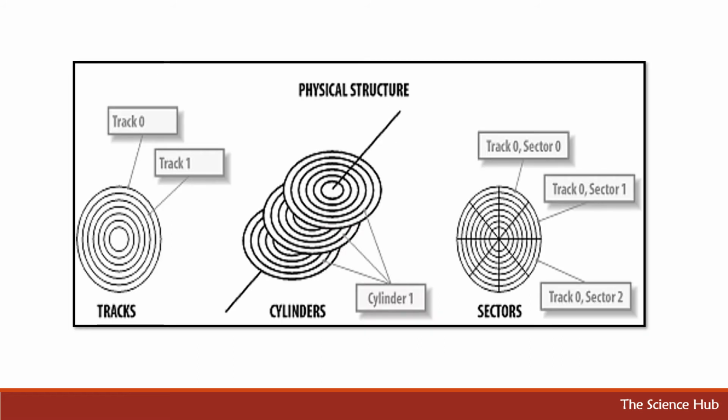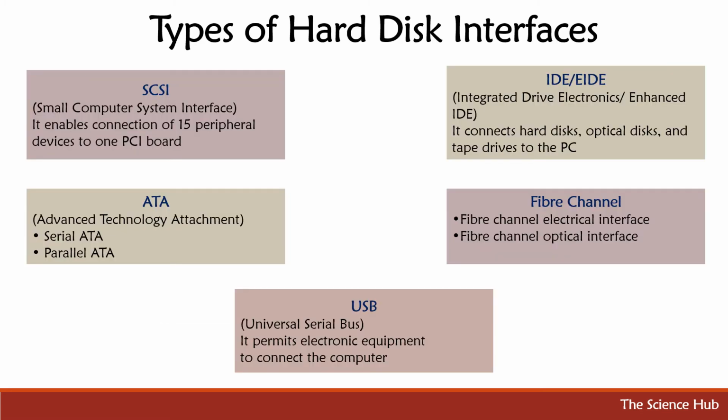This is the physical structure of a hard disk. Let's see the types of hard disk interfaces. There are 5 types of hard disk interfaces. SCSI. SCSI means Small Computer System Interface. It enables connection of 15 peripheral devices to one PCI board. Number 2, ATA. ATA is Advanced Technology Attachment. There are two types of ATA, Serial ATA and Parallel ATA.